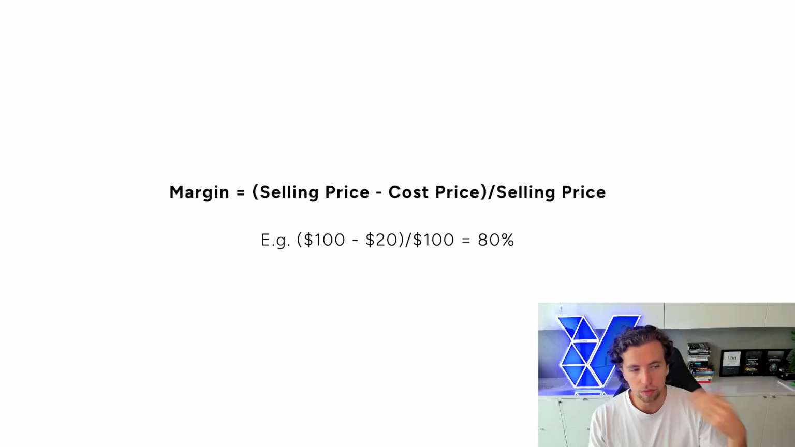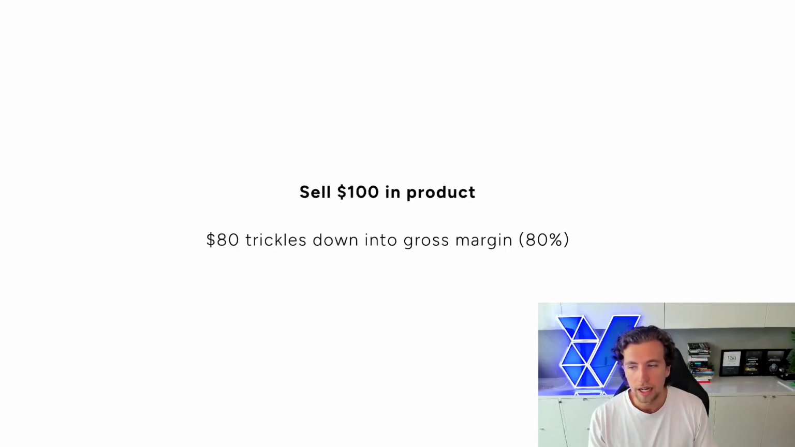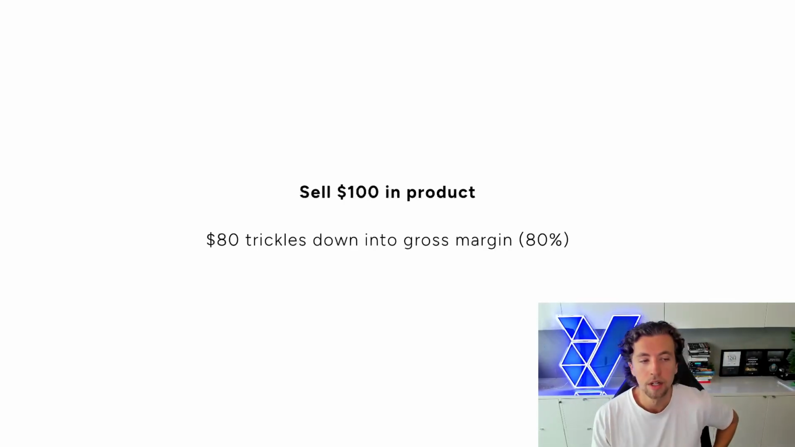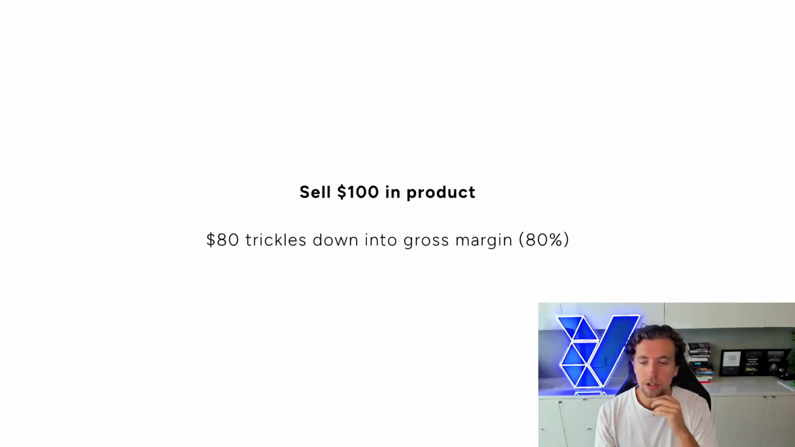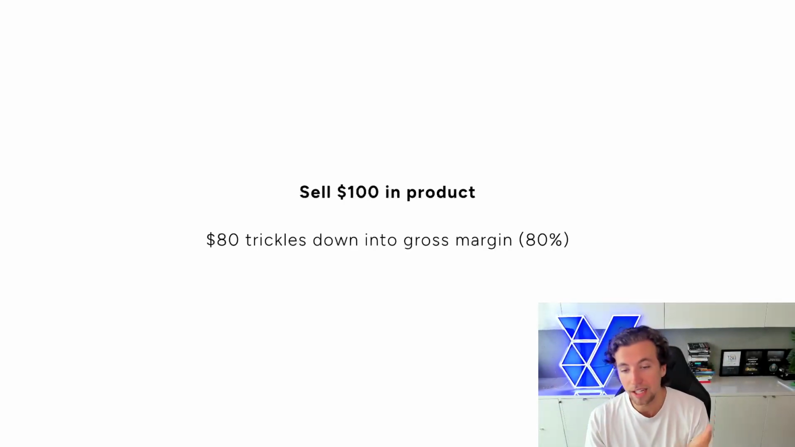Another way to think through this percentage figure is that if we sell $100 in product, or $1,000, or $1 million, 80% of that trickles down into gross margin. So if we sell a $100 product, we're left with $80. You can almost visualize it as a funnel, where margin shows you how much you're losing as you go down the funnel to ultimately EBITDA or net profit at the very bottom.